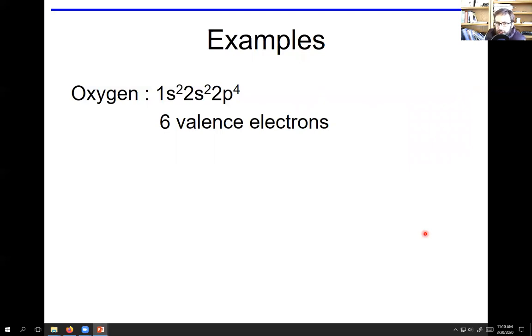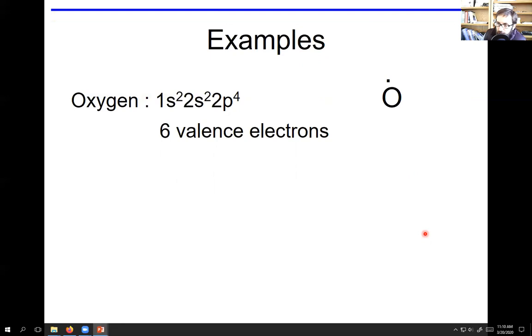All right, so let's look at oxygen, for example. We're going to talk about these Lewis dot structures as just a beginning to get us set up for bonding. So oxygen has 1s2, 2s2, 2p4. It has 8 electrons, and that's the electron configuration. The ones in the valence are the 2s and the 2p's. They have an n equals 2 energy level. And so oxygen atoms have 6 valence electrons.